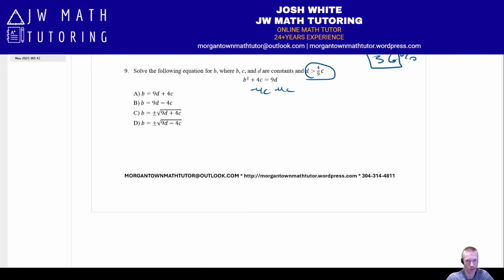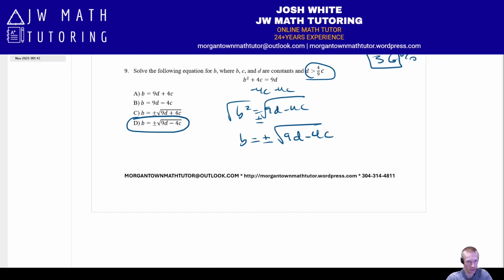But if you want to do this by hand, you would just subtract 4c on both sides, 9d minus 4c, and then you square root both sides. And of course, when you introduce the radical into a problem by square rooting, you have to put a plus or minus. So final answer, plus or minus square root of 9d minus 4c right here. Okay, correct answer is going to be letter D.